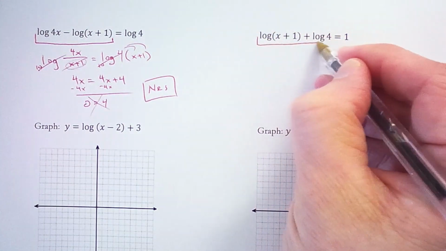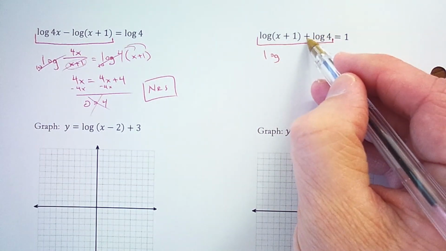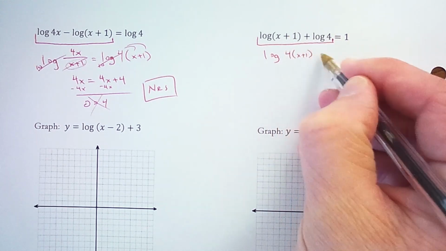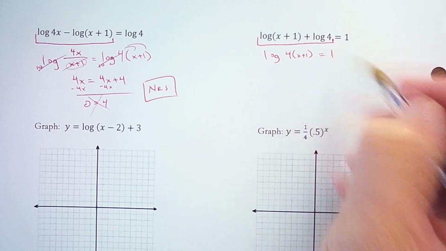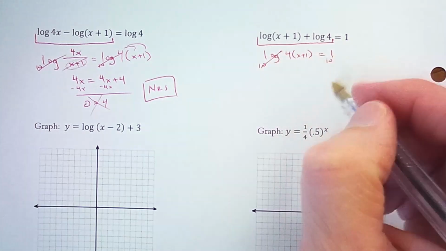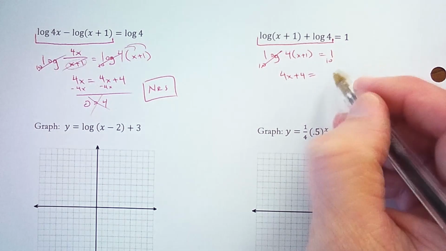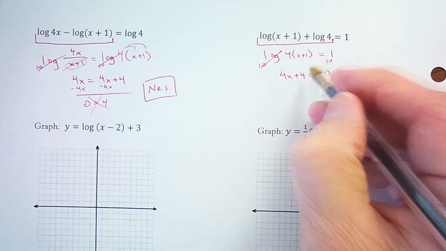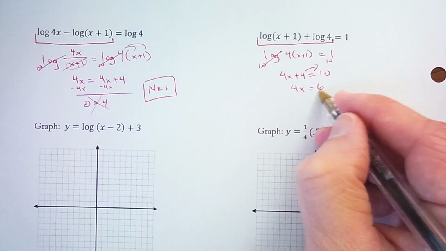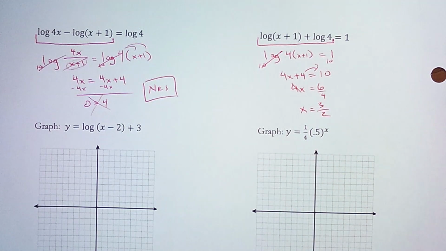And next we're going to have to condense again. So we've got log base 10, or common log, and this time we're adding, which means we're going to multiply these arguments. So that's 4 times x plus 1 equals 1. So it's base 10, which means if I do base 10 on both sides, the logs will cancel. And I get 4x plus 4 equals 10 to the first power, which is 10. Then I can subtract 4, and I get 4x equals 6. And divide by 4 and get x equals 3 halves.